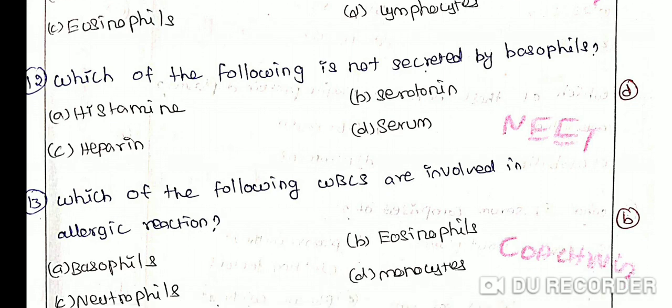Which of the following is not secreted by basophils? Option A histamine, option B serotonin, option C heparin, option D serum. The correct answer is option D serum. Basophils secrete histamine, serotonin and heparin, which are involved in inflammatory reactions. Histamine acts as a vasodilator, while serotonin acts as a vasoconstrictor.